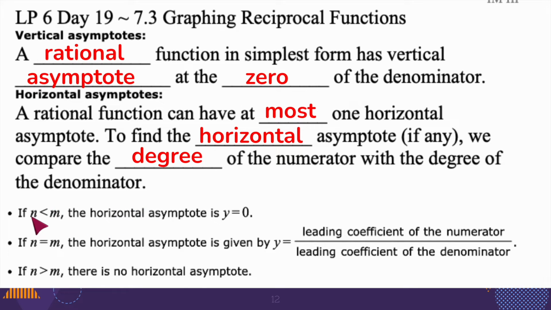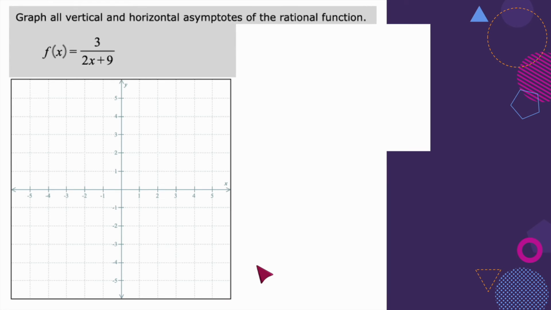So if the degree of the top is less than the degree of the bottom, then the horizontal asymptote is y equals 0. If they're equal to each other, then the asymptote is given by the leading coefficient of the numerator divided by the leading coefficient of the denominator. So we actually have a fraction. Or if the degree of the top is greater than the degree of the bottom, then there is no horizontal asymptote. So we have three options there. So let's go ahead and apply this and see if we can see it visually a little better.